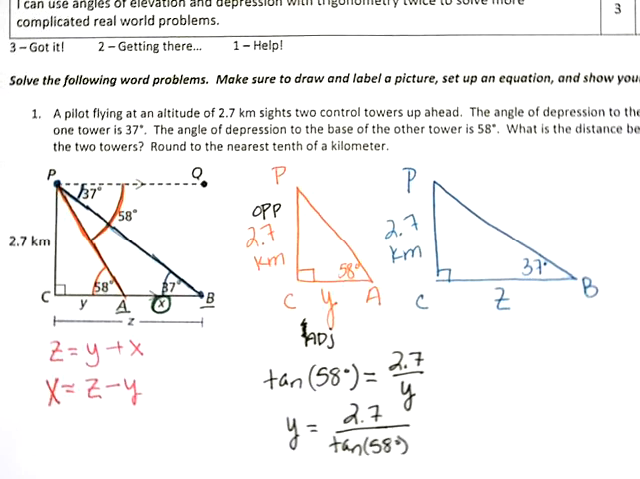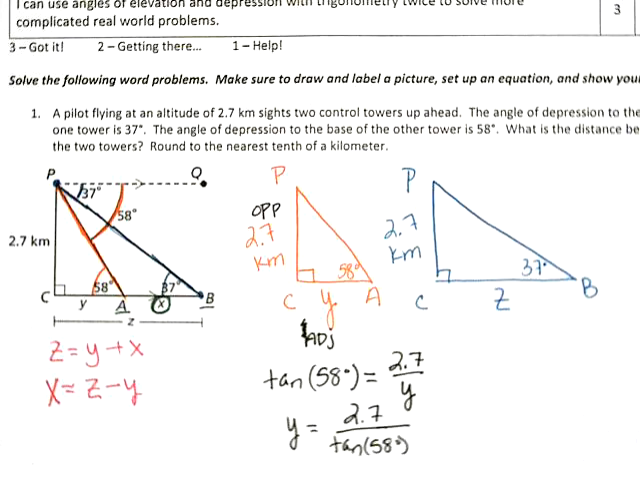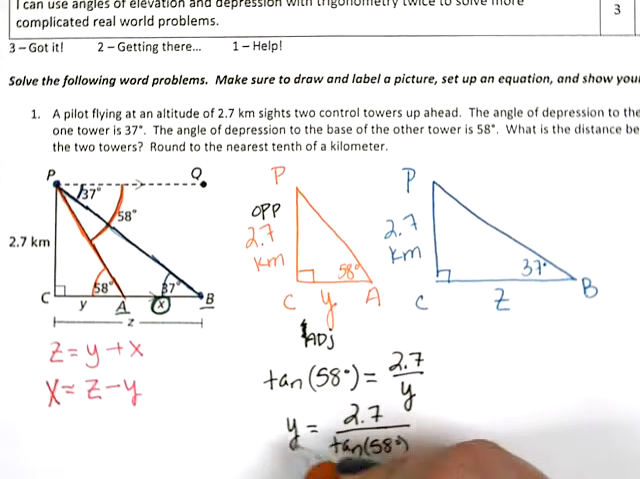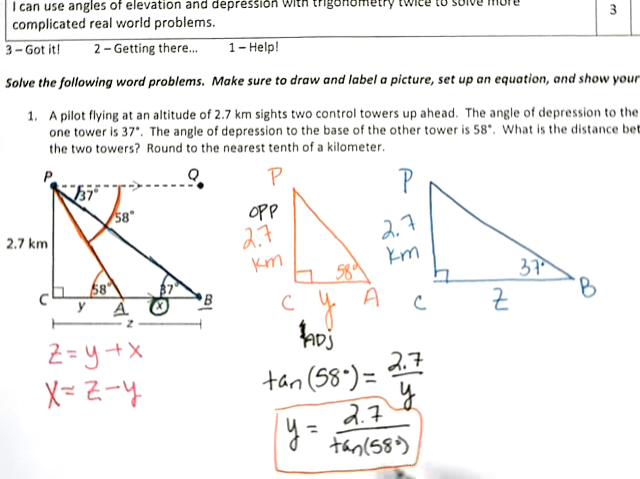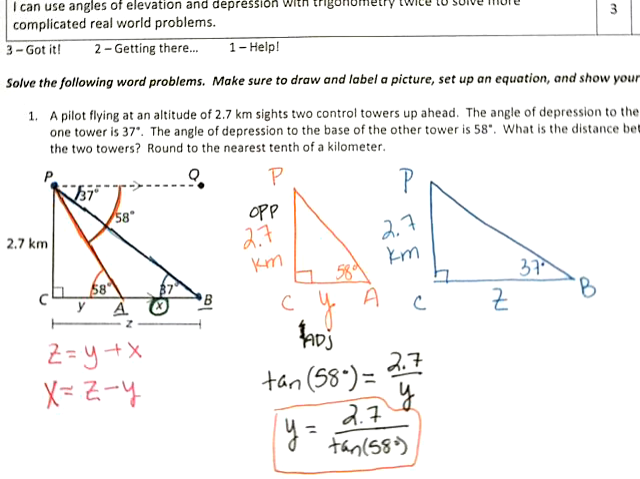And normally I would tell you guys, hey, go ahead right away, put that in your calculators, right? But I have a feeling that's going to come out as a decimal, and I don't want to round until the very end. So I'm actually going to leave that alone. I'm going to leave that as y. So it's 2.7 over the tangent of 58. That's my y value. And now I'm going to solve for z.